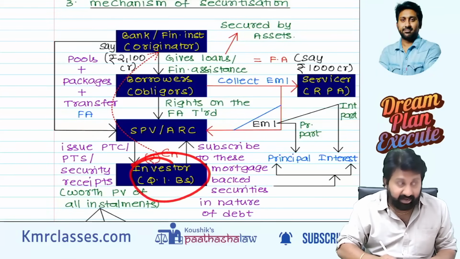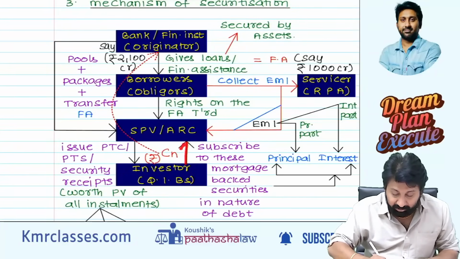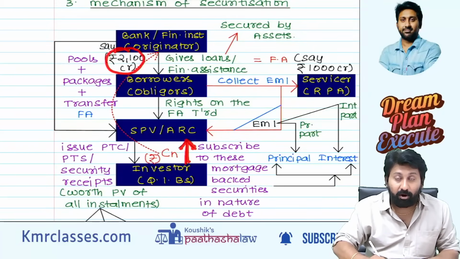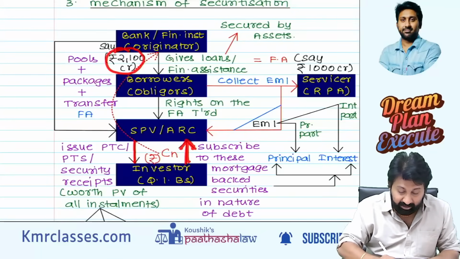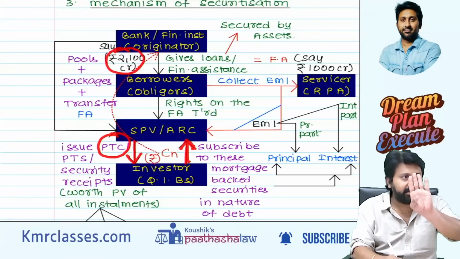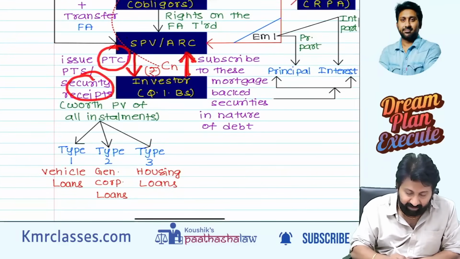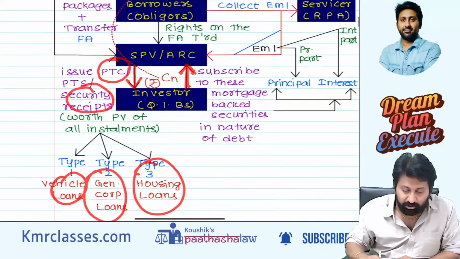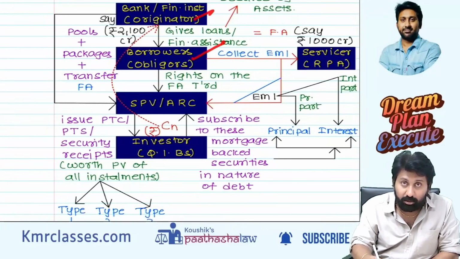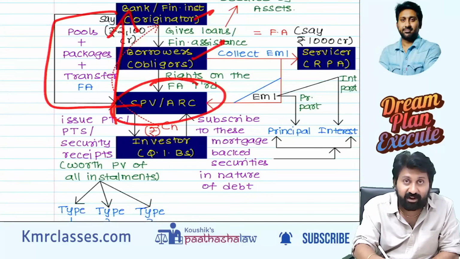So what will happen? These QIBs in the market will give that 2,100 crore. Sir, how will they give? What will they take in return? This SPV will give a pass-through certificate. It is called a debenture type or security receipts. For vehicle loans, general corporate loans, housing loans like that, they will give security receipts. Listen carefully. The bank gave a loan, money went out of the bank, and the bank will sell to these people. These people have to pay 2,100. From where will they get it?